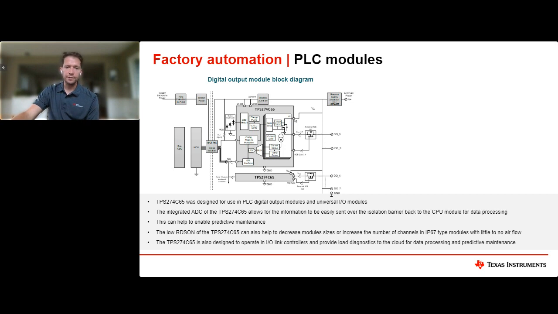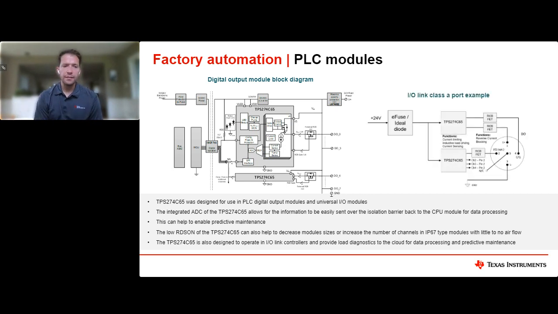Additionally, one of the other benefits of this device in a digital output module is the low RDS(on). A lot of times these PLC modules are in a cabinet and maybe they don't have a lot of area or places for the heat to dissipate or to be removed from the system. So by keeping the heat dissipation low with the TPS-4C65, because of its low RDS(on), you can enable smaller sizes or higher power density for these modules.